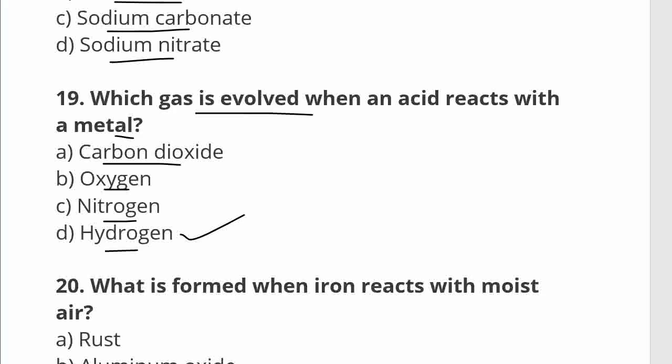When acids react with metals, they typically release hydrogen gas while forming a corresponding salt. For example, zinc reacts with hydrochloric acid to produce hydrogen gas and zinc chloride.